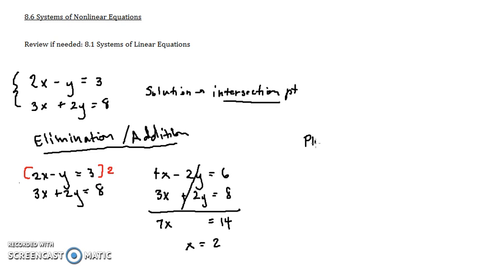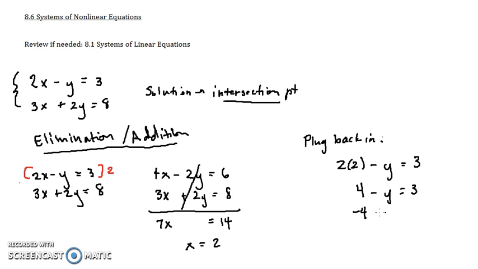Just like we got before, we would plug it back in. So we plug it back into either equation. You want to go back to the original one, preferably not the one that you multiplied, just in case there was a problem there. So we can put it back in the first equation. We can do 2 times 2 minus y equals 3. So we've got 4 minus y is equal to 3.